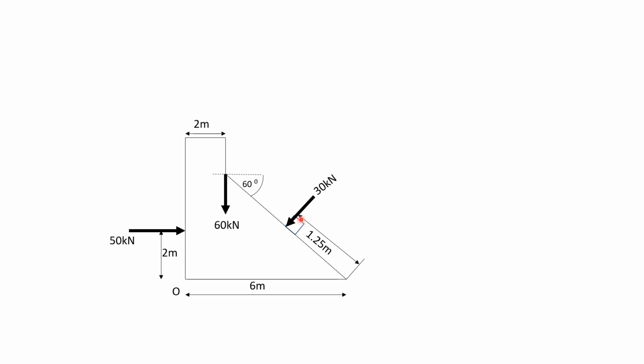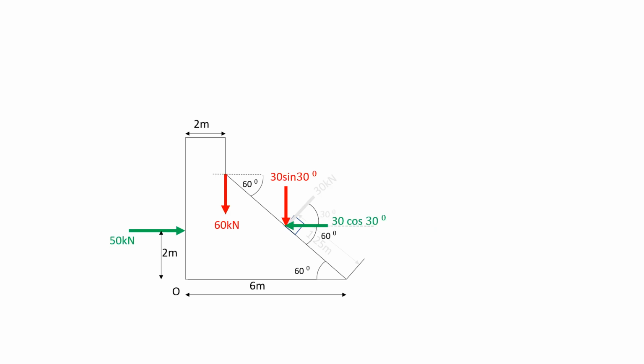First, let us find out this angle made by this 30 kN force. This force is perpendicular to this line and it is 1.25, and this angle is 60 degrees. Also, this angle will be 60 degrees and this angle will be 60 degrees. So, this remaining angle will be 30 degrees. So, resolving this force horizontally and vertically.